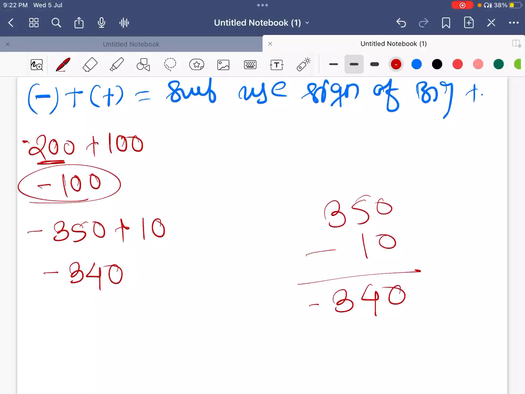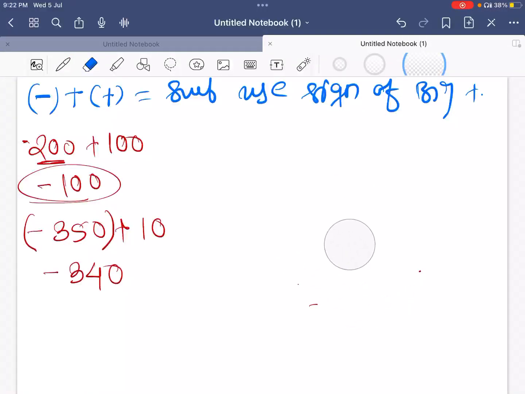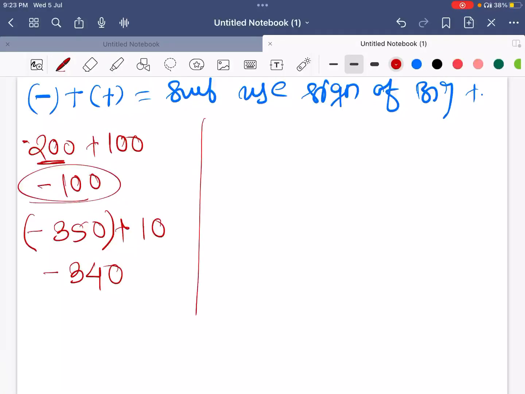So to avoid confusion, do one thing: wherever the negative terms are there, put a bracket to avoid confusion. Done with this. Now we will try some examples whose answer is positive.